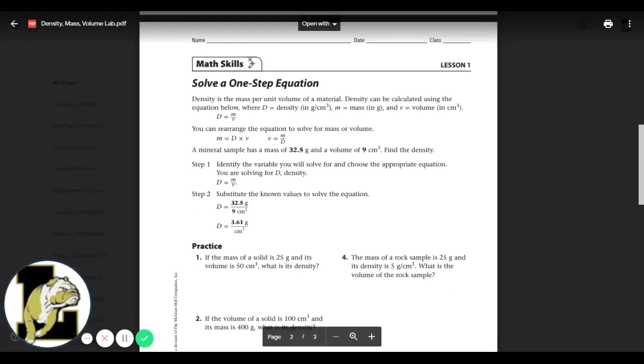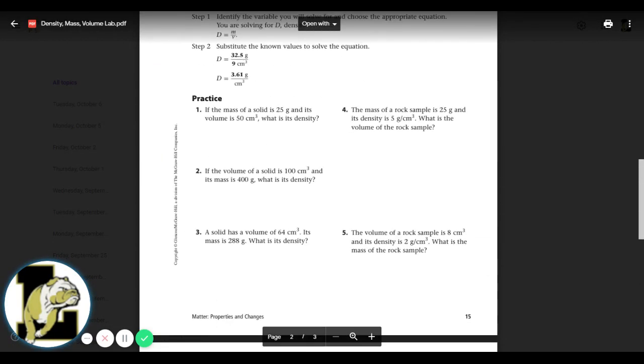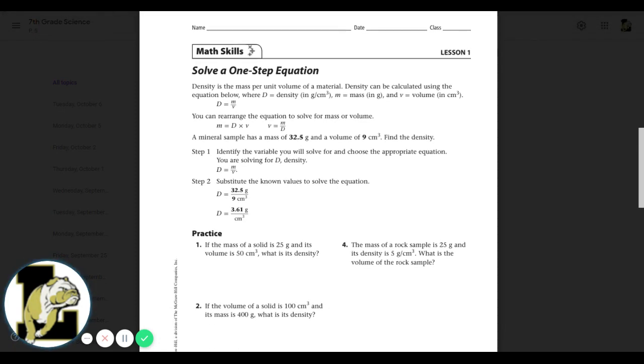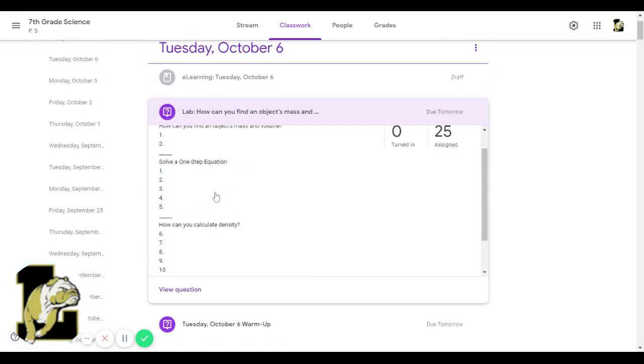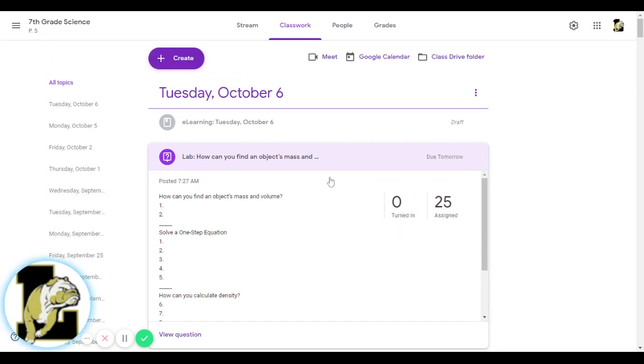Again, just to clarify, you do not need to do anything up here. You do not need to do anything down here. You are only completing the solve a one-step equation. Okay, and that's what you're going to put here on solve one-step equation. You can just delete this part, and I will know that you weren't here, and you will get full credit for your lab. Let me know if you have any questions.